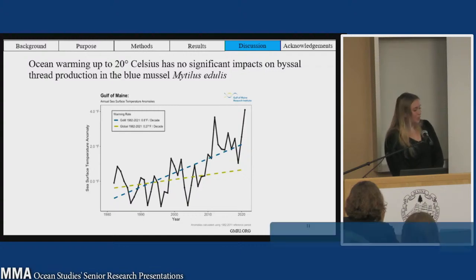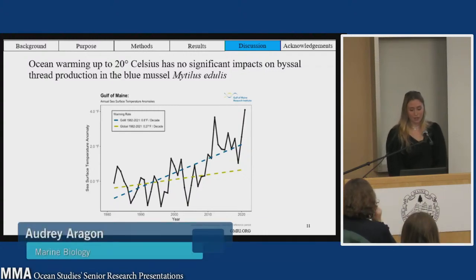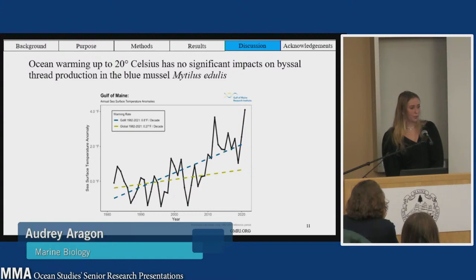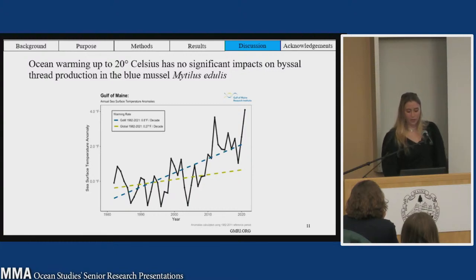The results raise a question of how ocean acidification also plays a role in byssal thread production, as previous studies such as Nolan et al. have found decreases in byssal thread production when warmed water was combined with acidification. Because these results contrast previous studies, I think they open a window to expand this research and enable further conversations about blue mussels' abilities to adapt under the stressors of climate change.